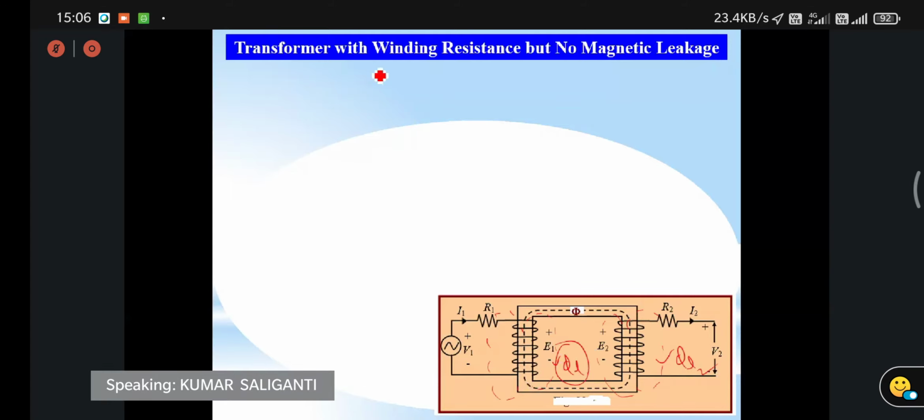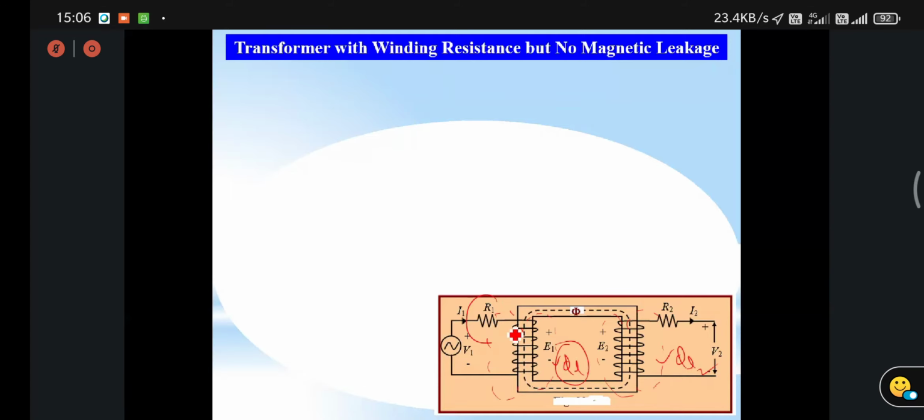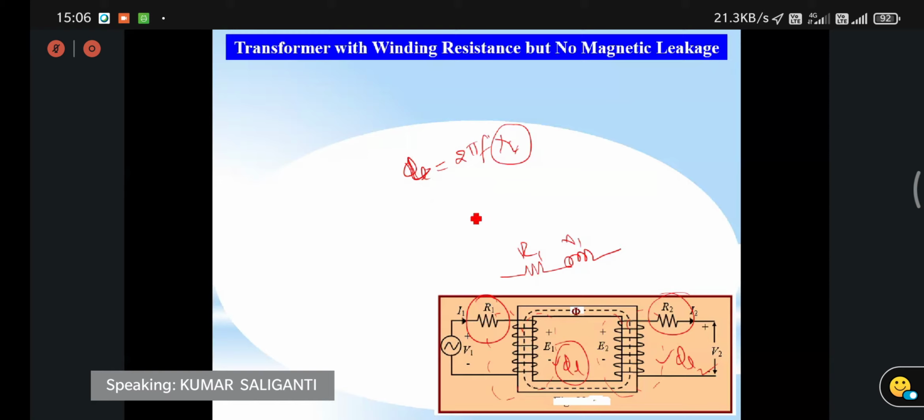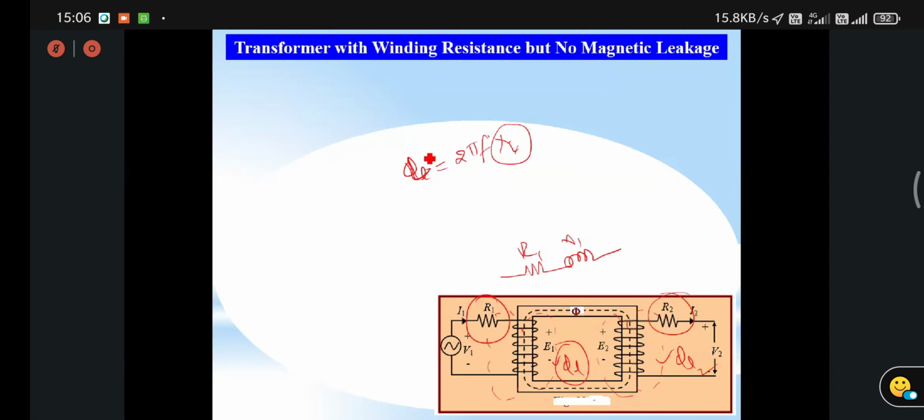But I am taking only the transformer with winding resistance, like R1. With no magnetic leakage. When there is magnetic leakage, you consider R1 including X1. So for the leakage flux phi L, there is 2 pi f L, that is 2 pi f XL here. This is the inductive reactance, which possesses inductive nature, because of this leakage flux. Okay.